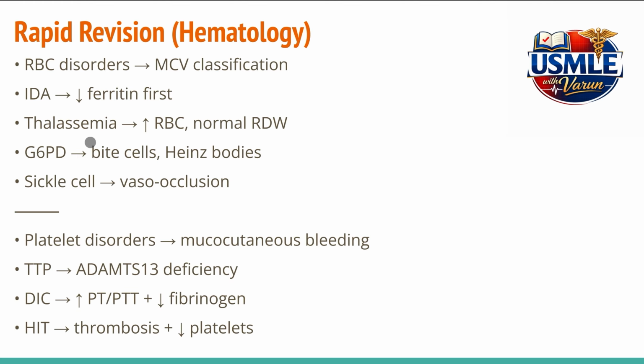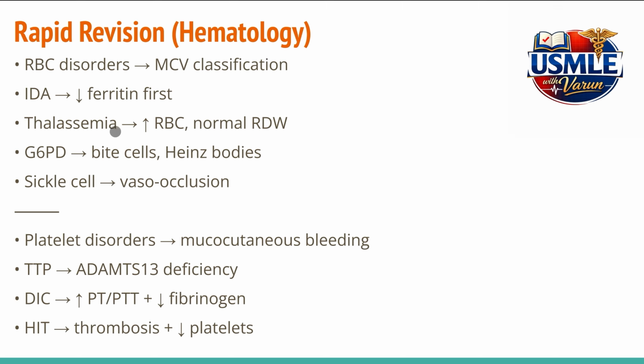Now let's just try to quickly revise the entire hematology series, the most important and most high yield ones. So RBC disorders, first of all, to evaluate RBC disorders, we need to look at MCV, the mean corpuscular volume. Less than 80 is microcytic, 80 to 100 is normocytic, and more than 100 is macrocytic anemia. Whenever we suspect iron deficiency anemia, we need to look at ferritin levels, and that's the first most important step to evaluate. In iron deficiency anemia, the characteristic feature is mostly reduced ferritin level.